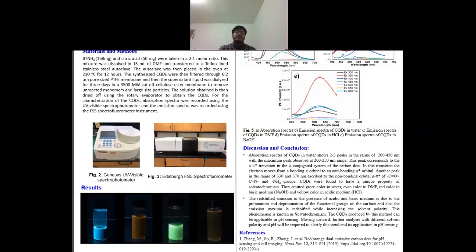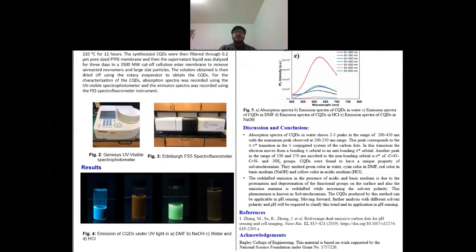This phenomenon is known as solvatochromism, where the color emission of a solute changes when dissolved in different solvents. The carbon dots produced by this method can be applicable in pH sensing due to this unique property.